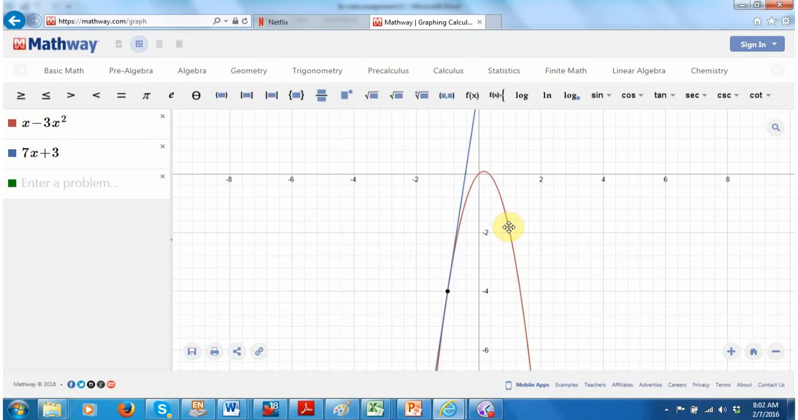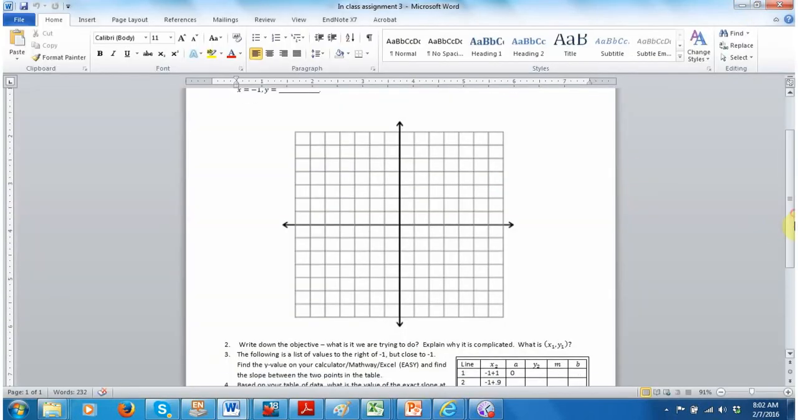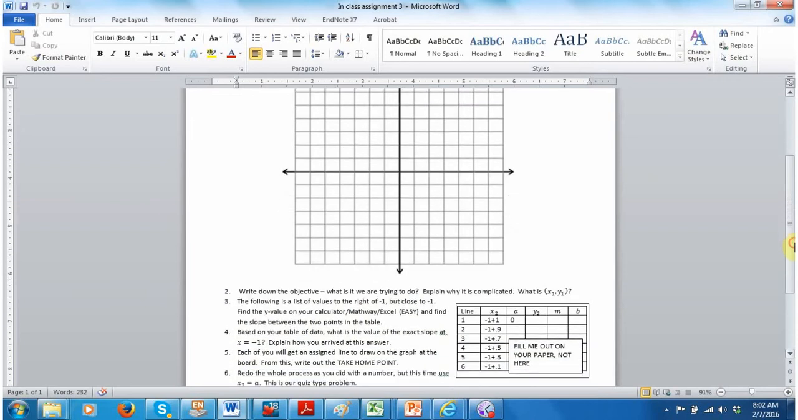The third question was, what is x1 and y1, which many of you left blank. x1 is minus 1. y1 is found by plugging x1 into the formula x minus 3x squared, where we get minus 1 minus 3, which gives minus 4. So the coordinates of this point are minus 1, minus 4. That's your x1, y1. That's permanent. That stays x1, y1.